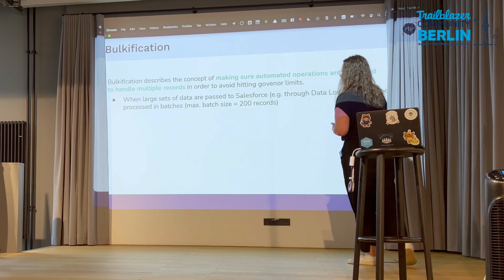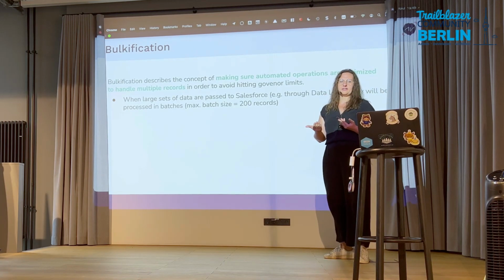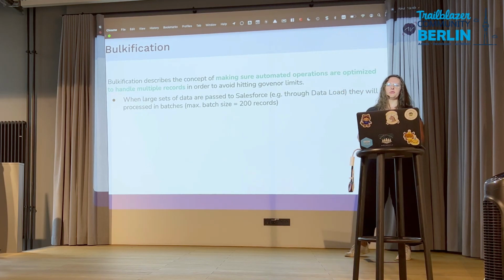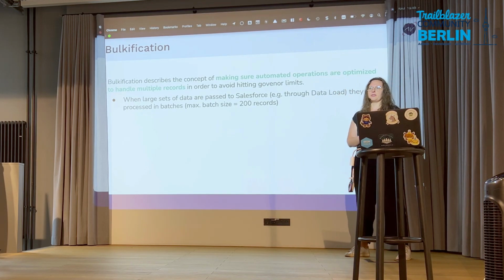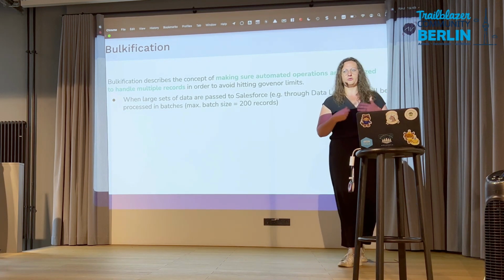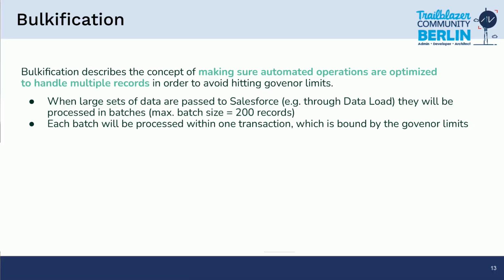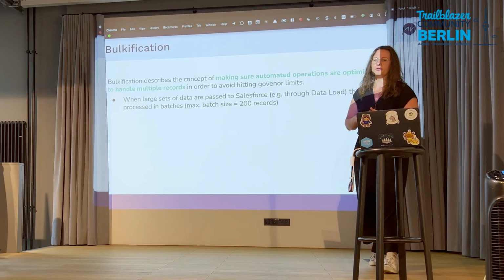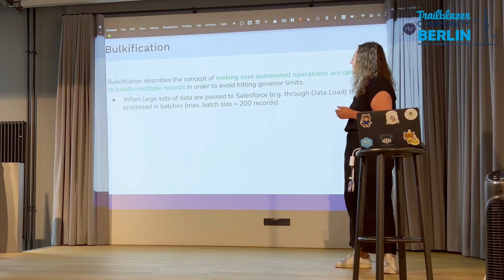So how does Salesforce handle larger data sets? When they are passed to Salesforce, let's say through a data load, you've got a list of 1,000 accounts, it could be 10,000, it could be 50,000, just a bigger set of data. Salesforce will break them up into batches to load them into Salesforce. You can fiddle with the batch size, but it can be a max size of 200 records.